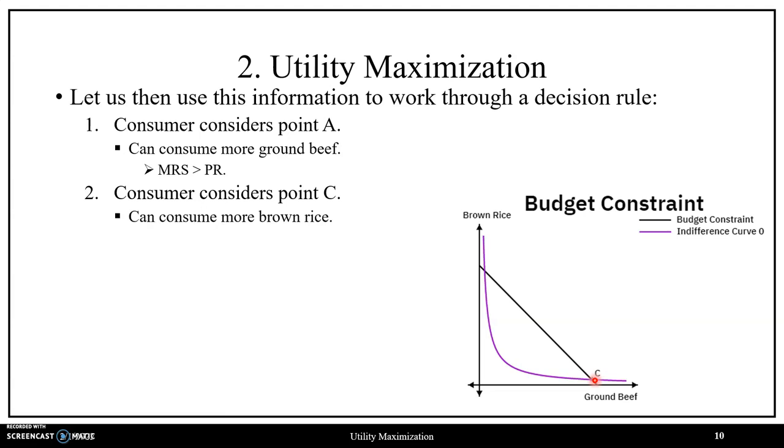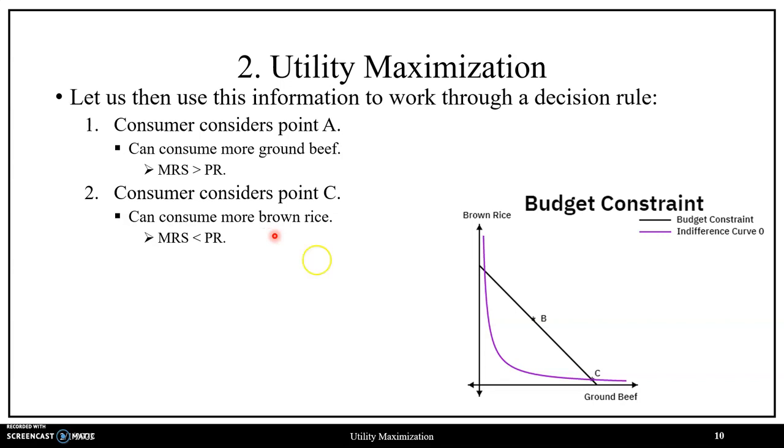Well, the answer is going to be no, given that in this case, the consumer has incentive to consume more brown rice and less ground beef. And this is going to be due to the marginal rate of substitution being less than that of the price ratio, or in other words, the rate at which this consumer will give up brown rice for further quantities of ground beef is less than what the market is asking for, or in other words as well, additional utility provided by ground beef is less than that of its cost.